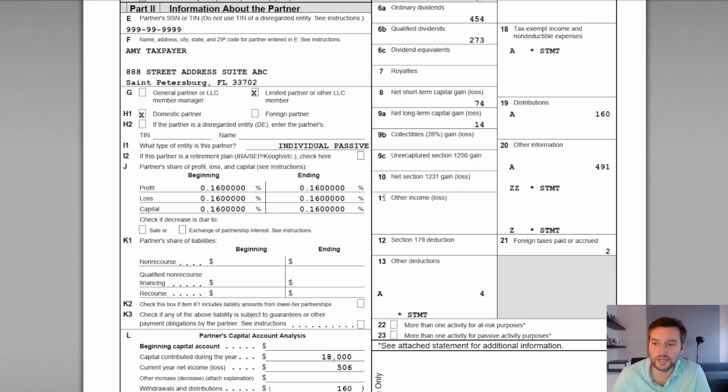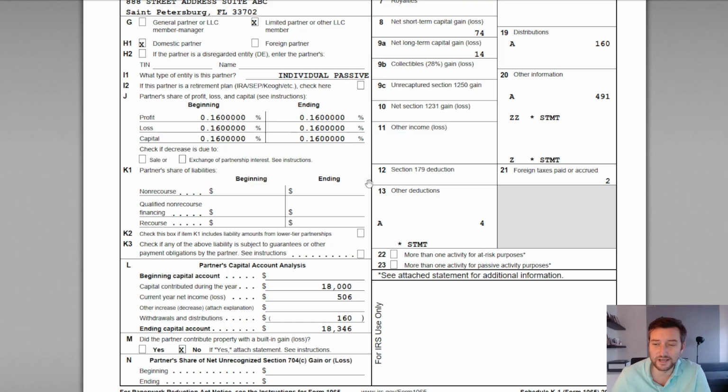1231 gains are gains or losses from the sale of assets used in a trade or business. The nice thing about 1231 is any gains are subject to reduced rates, but if you have losses, they can be used to offset other ordinary income. 1250 recapture has to do with real estate. This is a fund that doesn't have real estate investments, or it might, but it just is not renting them out, or it certainly hasn't sold anything. So that's why we see blanks for 9C and 10.